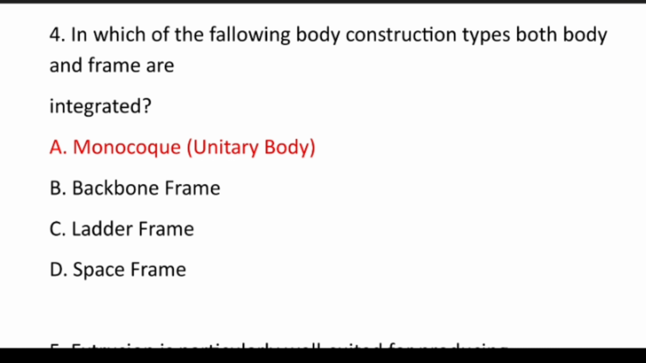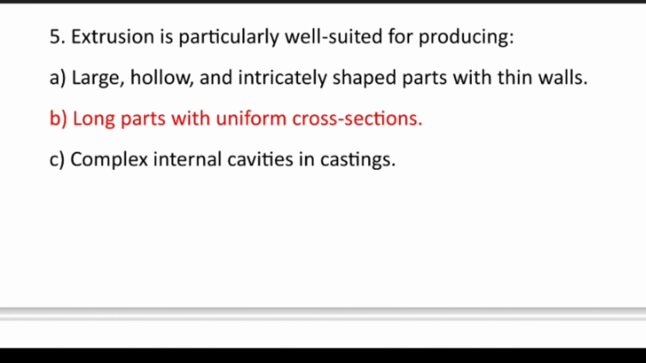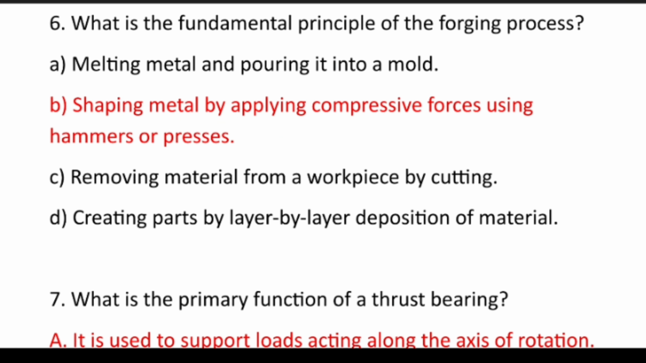Which of the following body construction types, where both body and frame are integrated, is called unitary body or Monocoque? The answer will be option A. Next, extrusion is particularly well suited for producing, option B, long parts with uniform cross section. Okay. Next, what is the fundamental principle of the forging process? The answer will be option B, shaping metal by applying compressive force using a hammer or press.